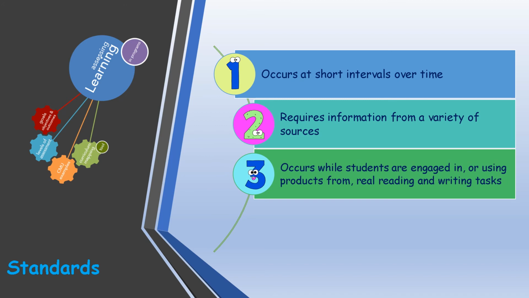Third, authentic assessment occurs while students are engaged in or using products from real reading and writing tasks. One example is this. Instead of giving isolated word spelling or vocabulary tests, teachers note and keep systematic records of student spelling or vocabulary behaviors both in drafts and in polished written products.